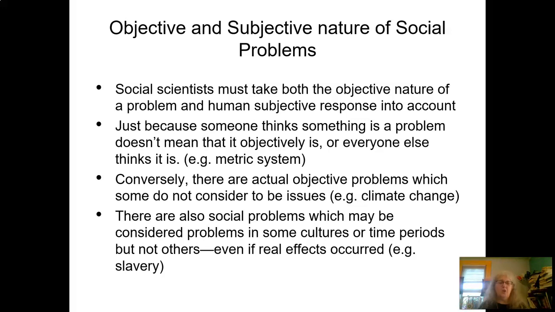And as I mentioned, there are also social problems which may be considered problems in some cultures or time periods, but not others, even if real effects occurred. So, for example, in China right now, and you may or may not know this, for the past several years, a good 4 to 5 years, China has been rounding up and putting into essentially what are concentration camps large numbers of an ethnic minority that they consider to be a problem in the western part of the country, a group of people called Uyghurs.